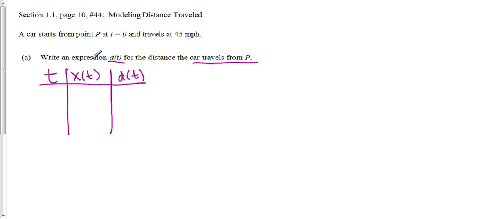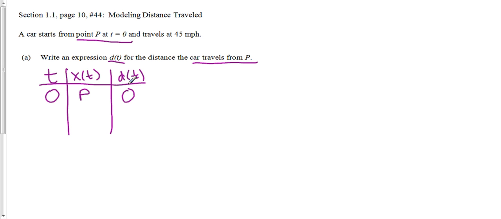So, what's our first entry in this table going to be? If we look at the problem, we can see that we have some information that when t is equal to 0, the position of the object is P. We're asked to find d of t, which is the distance the car travels from P. So at t equals 0, the car is at P, and how far have we traveled from P? That's right, it's going to be 0. So I've got my first entry in the table, but 1 point isn't going to help me develop an expression. I'm going to need more than 1 point.